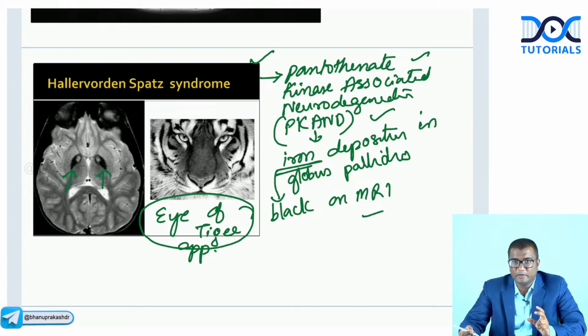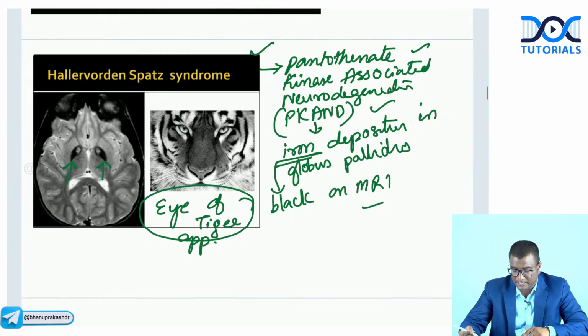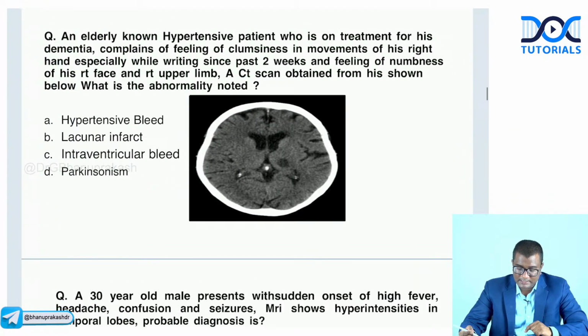Please remember, when your MRI image is given and the option shows Hallervorden-Spatz disease or eye of tiger appearance or PKAN, please go back to the image and look at the globus pallidus. If you see black signal in the globus pallidus, that is iron deposition in the globus pallidus, that is Hallervorden-Spatz disease. Now let us try to understand the next question here.